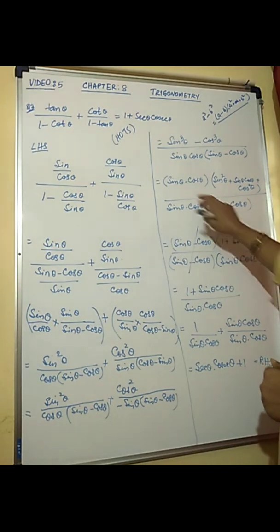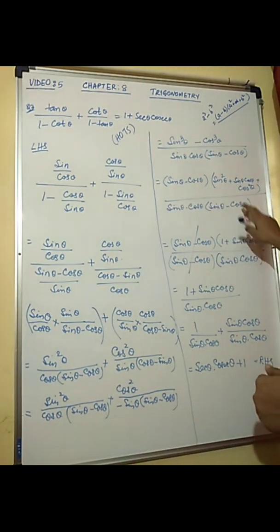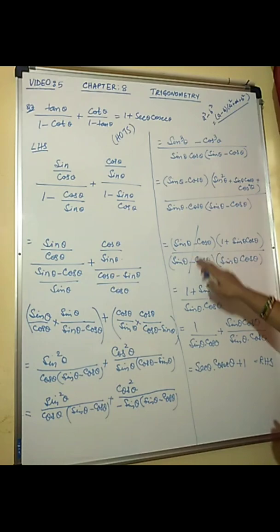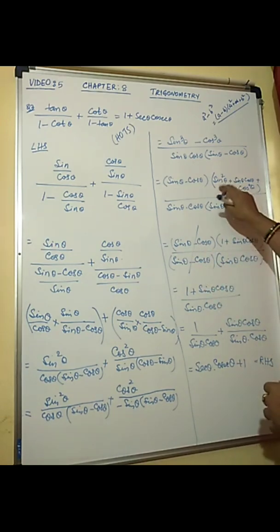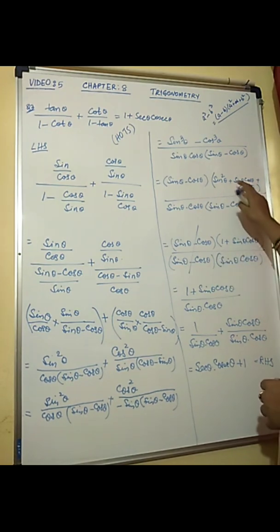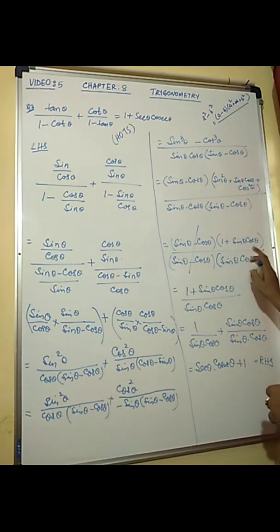Denominator remains the same. So you see now sin theta minus cos theta and sin theta minus cos theta terms are common in the numerator and denominator, which we cancel. Here we get sin squared theta plus cos squared theta as 1 plus sin theta into cos theta.